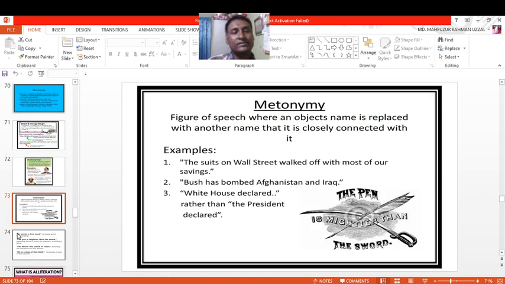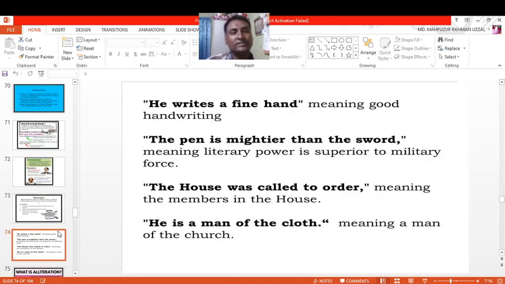Another example, the pen is mightier than the sword. Here it means literary power is superior to military force.